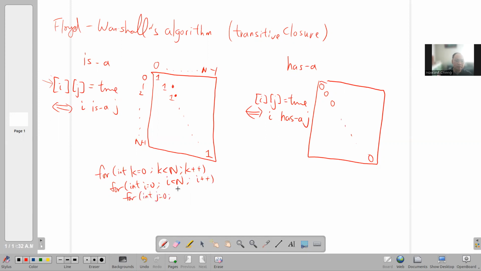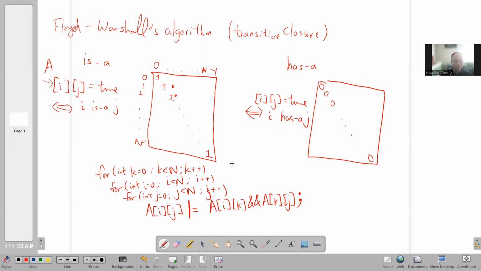j equal to 0, j less than n, j plus plus, and I'll just write this as a Boolean array A, and you can decide whether you run the same code whether A is the is A array or A is the has A array, and just say A[i][j] or equals A[i][k] and A[k][j]. And these 4 lines of code will transform your relationship from direct relationship to all transitive implications. So this is called the concept closure algorithm.